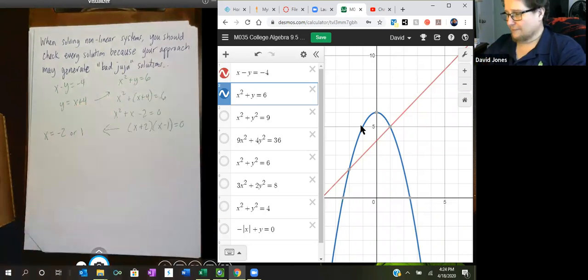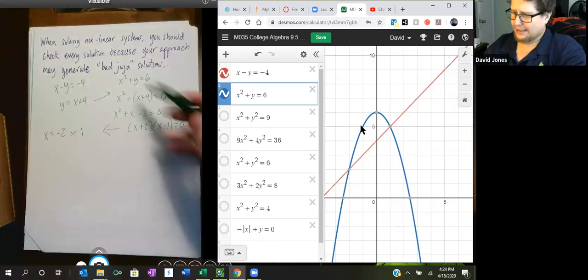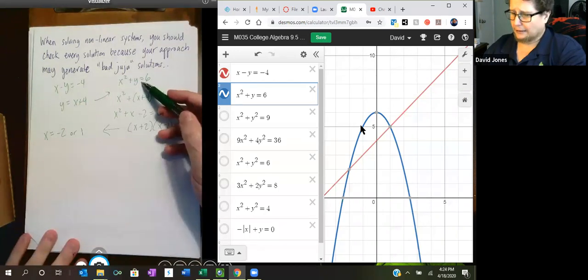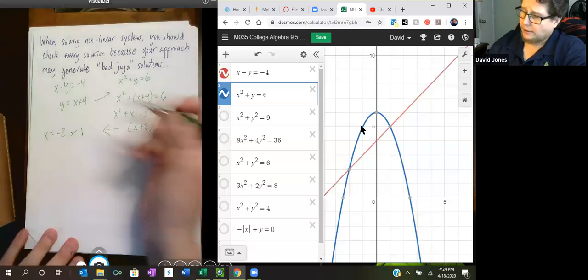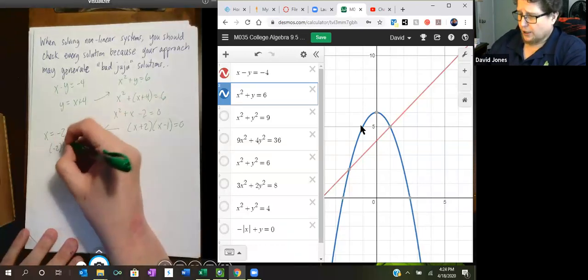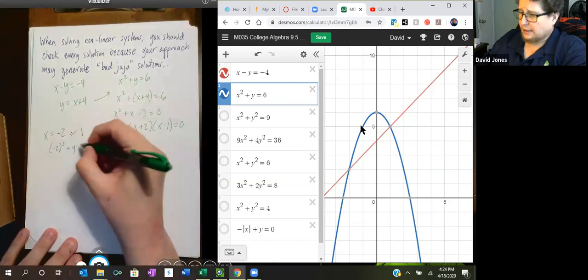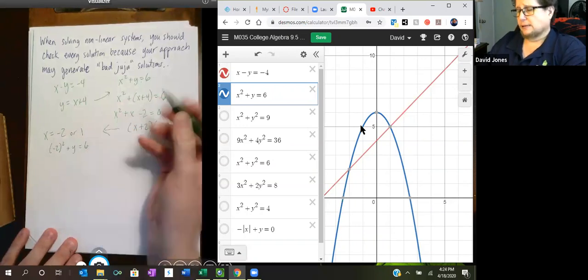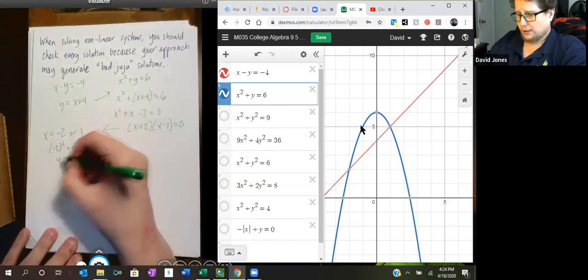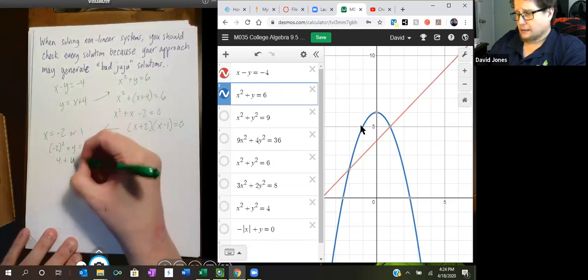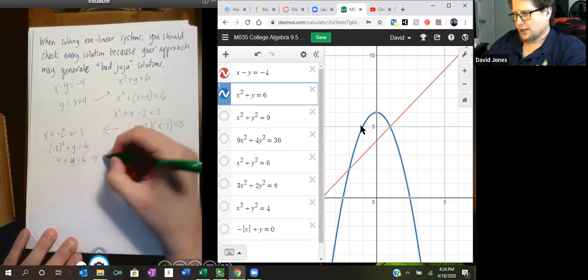And again, depending on which one you plug it in, things happen. You might be better off. Let's see what happens if we plug it in here. Negative 2 squared plus y equals 6. This is 4. And we just get one answer, right?